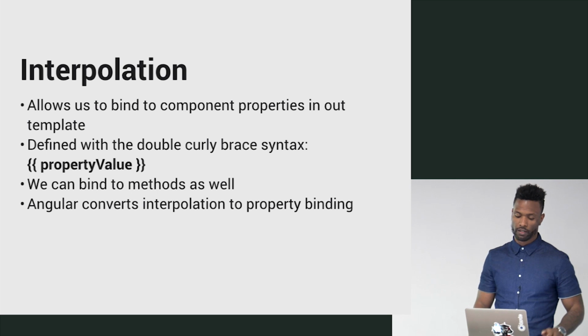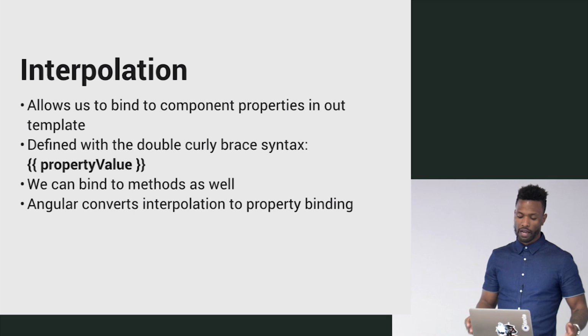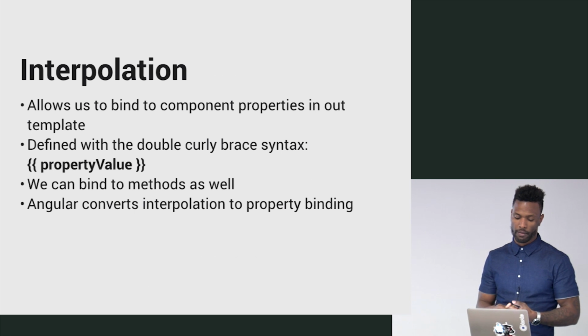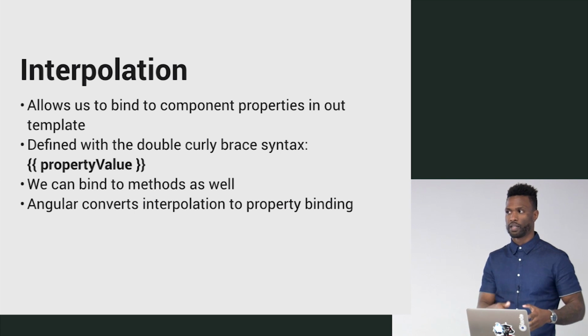All right, so interpolation. It's really not that new from Angular 1. This allows us to bind to component properties in the template, defined with the curly brace syntax. We can bind to methods as well, and Angular converts interpolation to property binding. The sweet thing about interpolation is that it uses a JavaScript-like syntax. It's not full JavaScript. We can't use all valid JavaScript in interpolation. For instance, we can't use bitwise operators like the pipe. Why? Because Angular uses pipes for pipes.